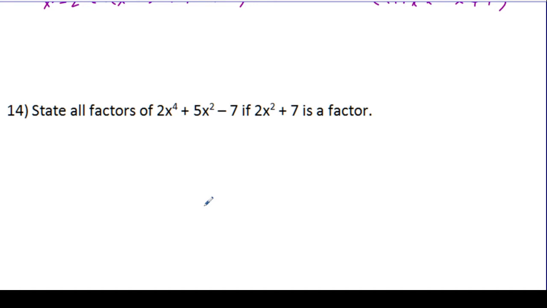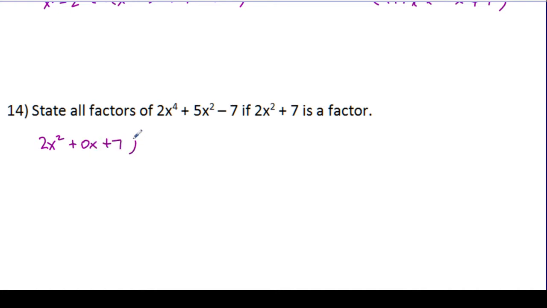So I'm actually going to have to take this problem and use long division. I'm going to need to divide away the 2x squared plus 7 and see what's left over. So let's try that out. Okay, so 2x squared. And when I write the divisor on the outside, there's not an x to the first in my divisor, so I'm going to put a 0x plus 7.